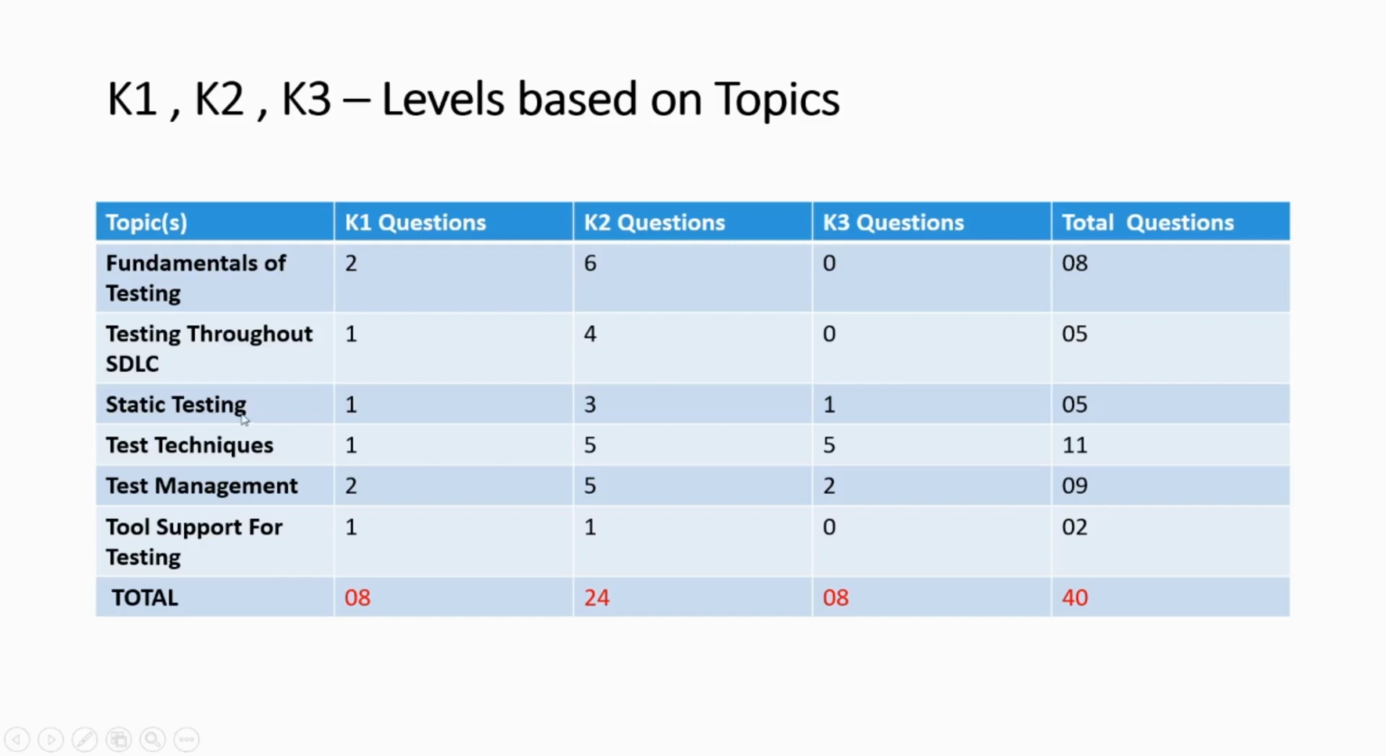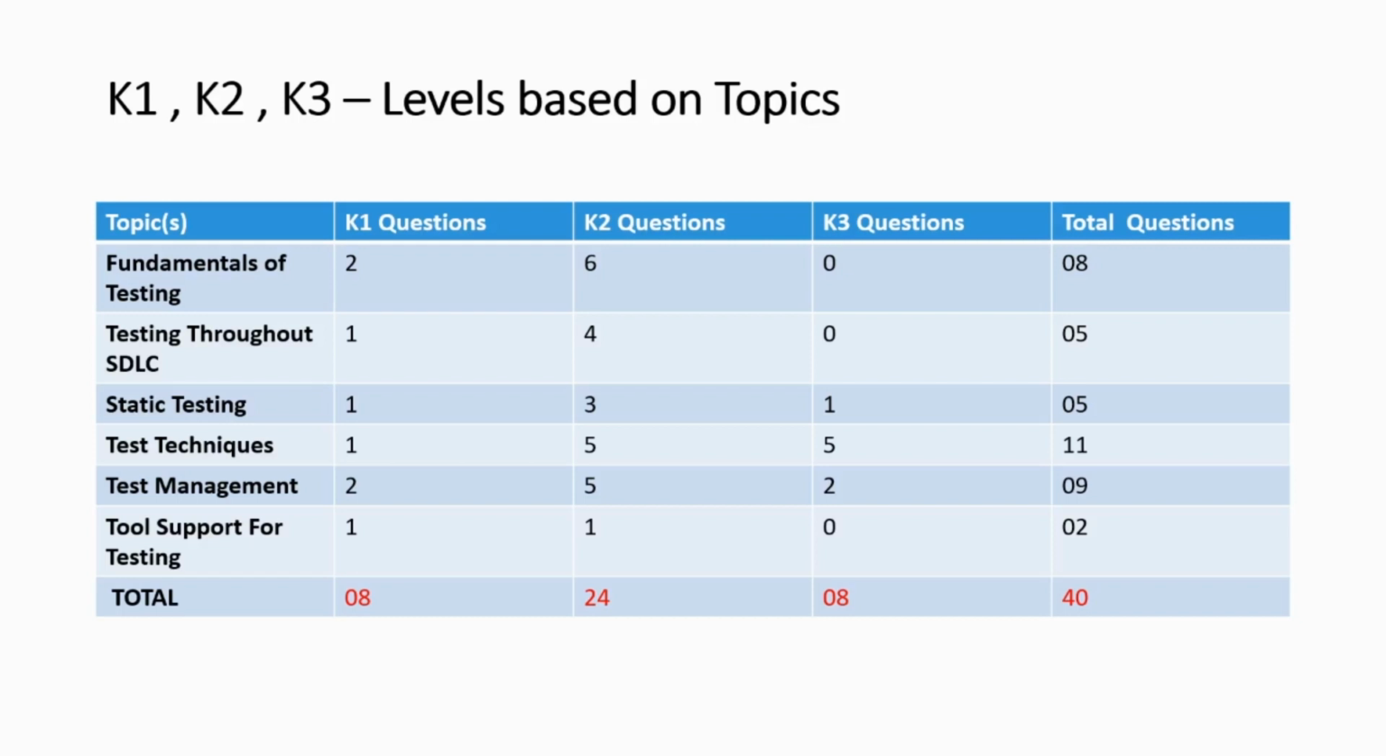In the same way, for static testing, there will be 1 question which comes at K3 level, in which you have to analyze the situation, 3 questions from K2 level and 1 question from K1 level, and so on. So you will see that test techniques and test management are the 2 major topics, and you are getting a total of 11 questions for test techniques and a total of 9 questions for test management. So the numbers are saying by themselves that these topics are very important.